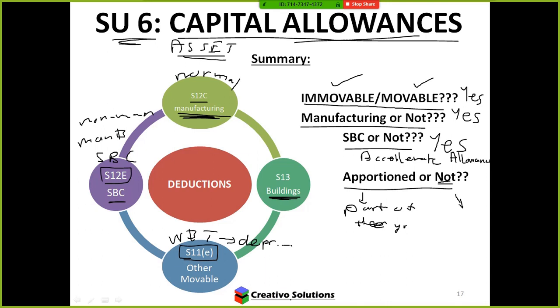So when we look at past papers and tests and exams and assignments, we'll do the exact same thing. We'll look at what I am dealing with. Is this an asset? That's the first question. If it's an asset, then I need to ask all these other questions. Is it movable? Is it immovable? Is it manufacturing or isn't it? Is it SBC or isn't it? And then must I apportion or not? That's what I need to do when I look at a question.